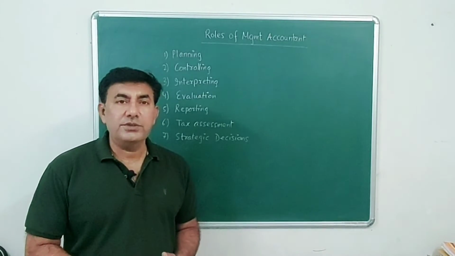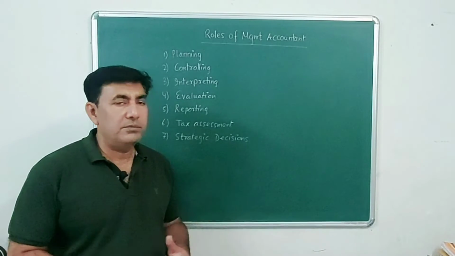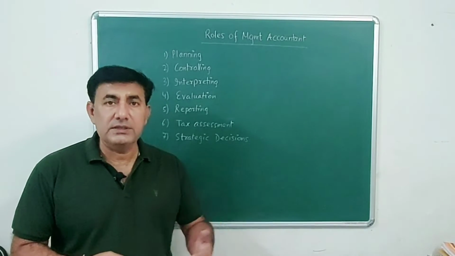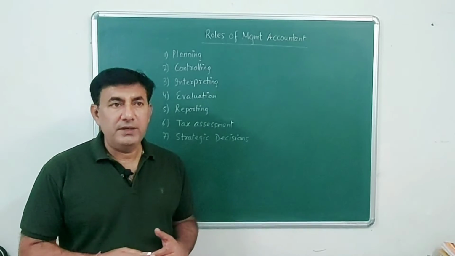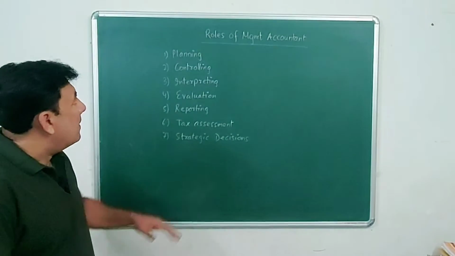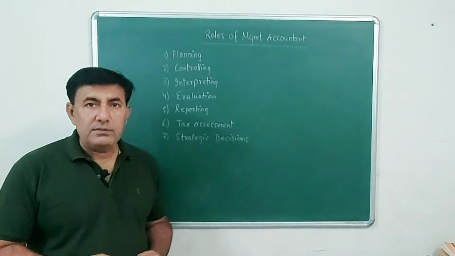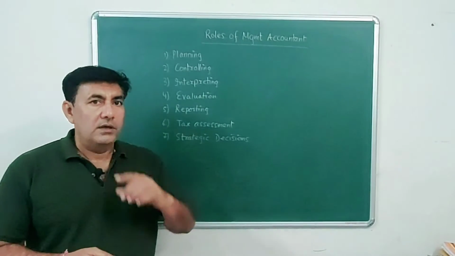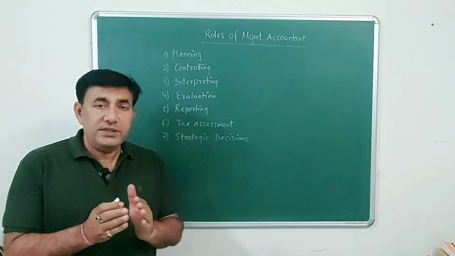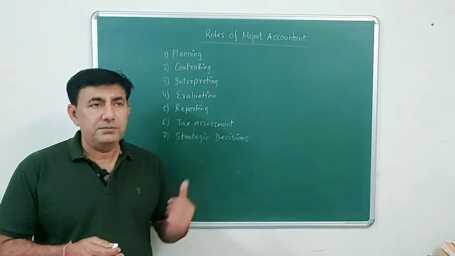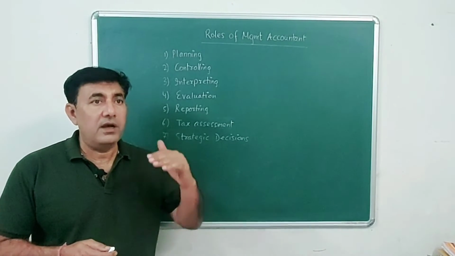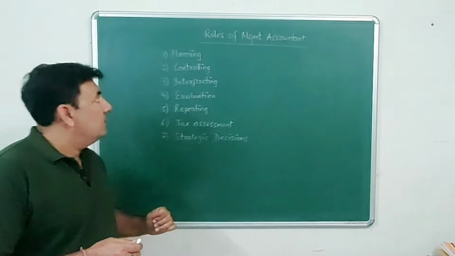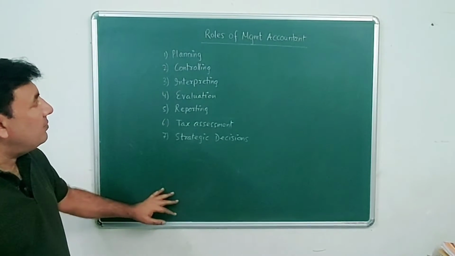Okay friends, the next question is a very important question. It has come quite a lot of times in the previous years' examinations, so you should learn this question properly. Roles of a management accountant. As we know, the role of a common accountant, a financial accountant, is to disburse cash and receive cash. But here the role is a little bit different, a higher role. So let's see the different roles of a management accountant.